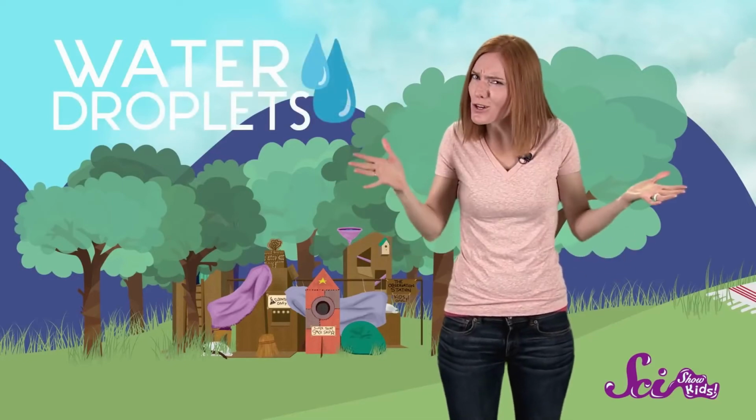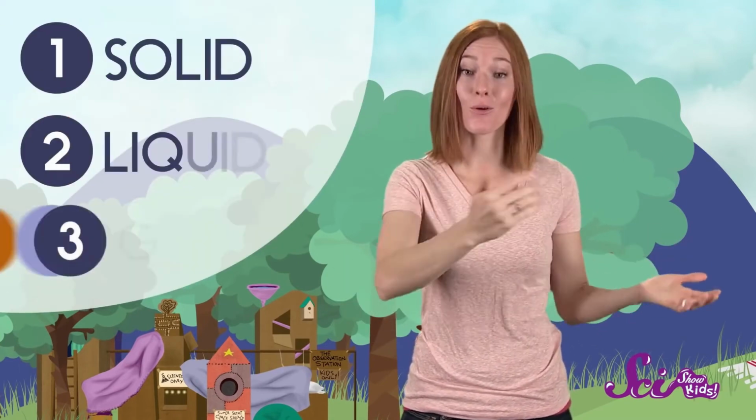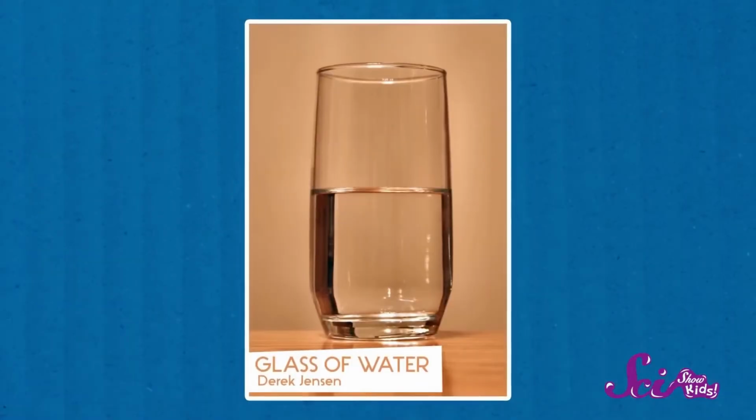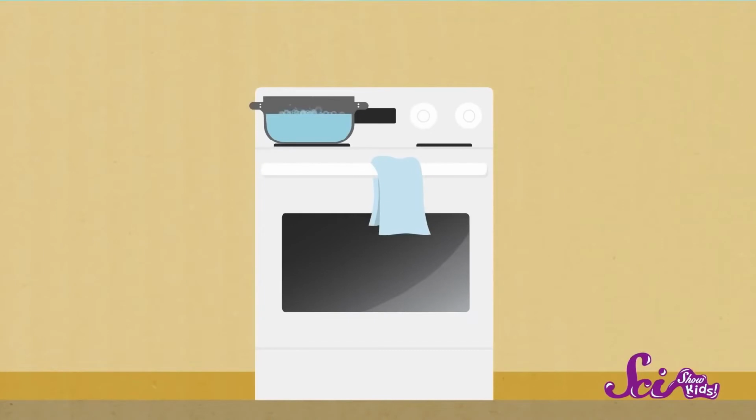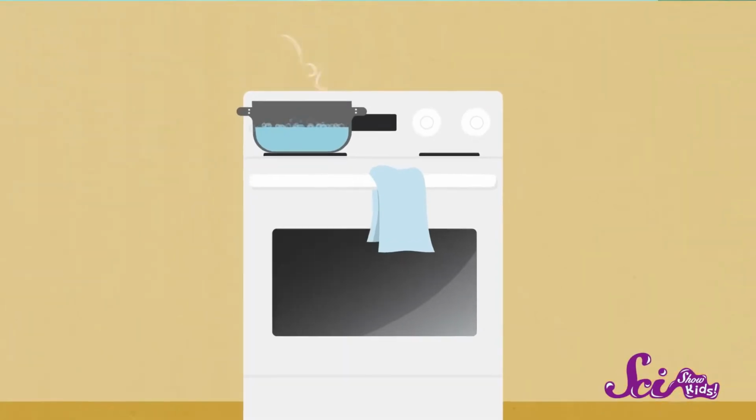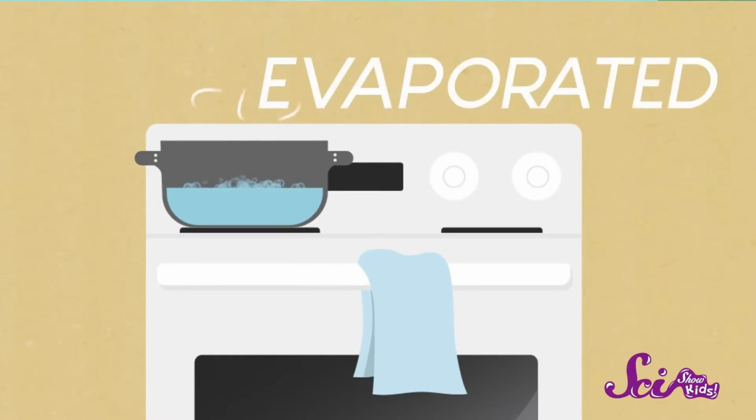But how did those water droplets get up there in the first place? Water can exist in 3 different forms: a solid, a liquid, or a gas. Ice is just a solid form of water, and water in your drinking glass is a liquid. And you can't see water when it's a gas, which is called water vapor, but have you ever heated a pot of water and noticed that as it boils, the water level goes down? The water that's not there anymore has evaporated or turned into gas. It's become water vapor and floated up into the air.